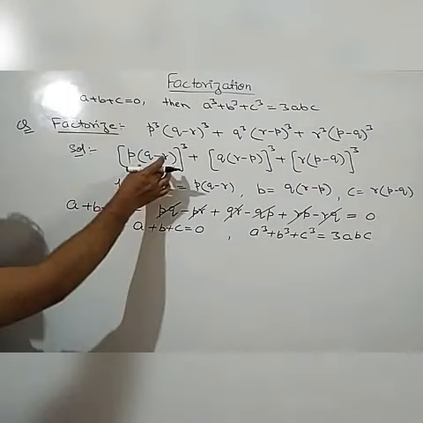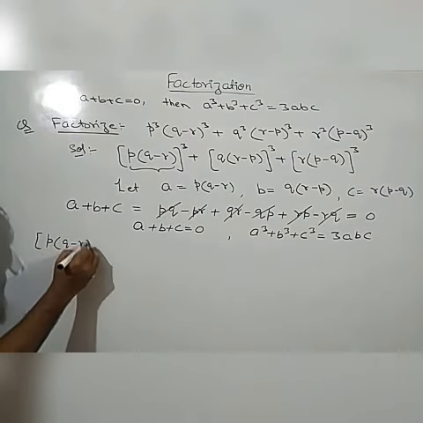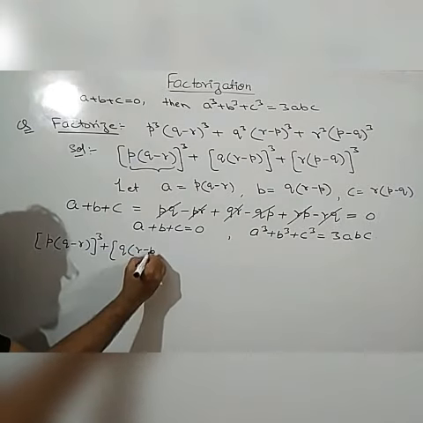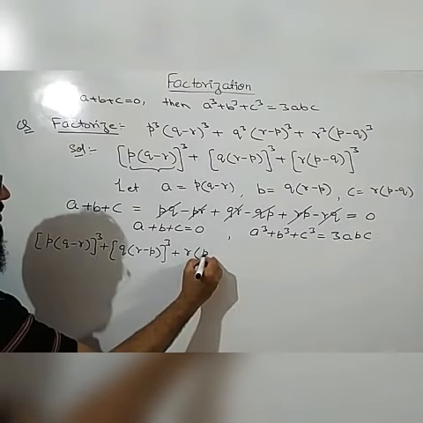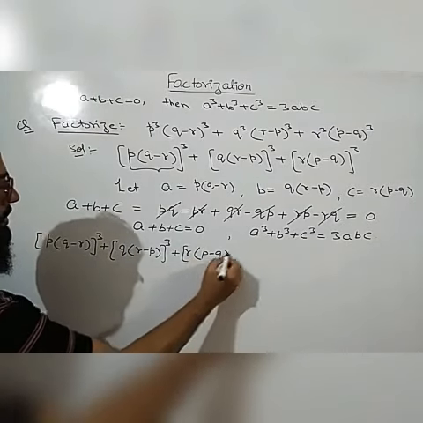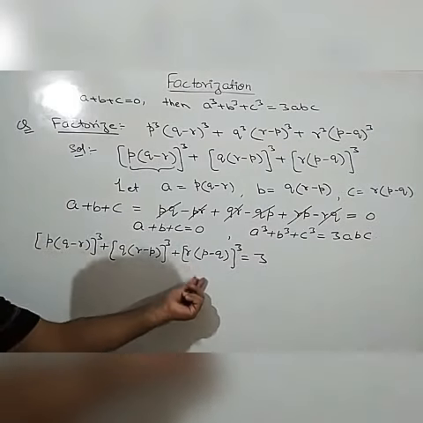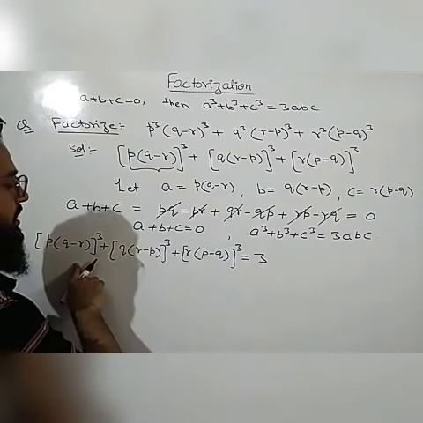Now it was our a cube. So again putting these values, we will get p into (q minus r) whole cube plus q into (r minus p) whole cube plus r into (p minus q) whole cube. It will be equal to 3abc, because a cube plus b cube plus c cube equals 3abc.